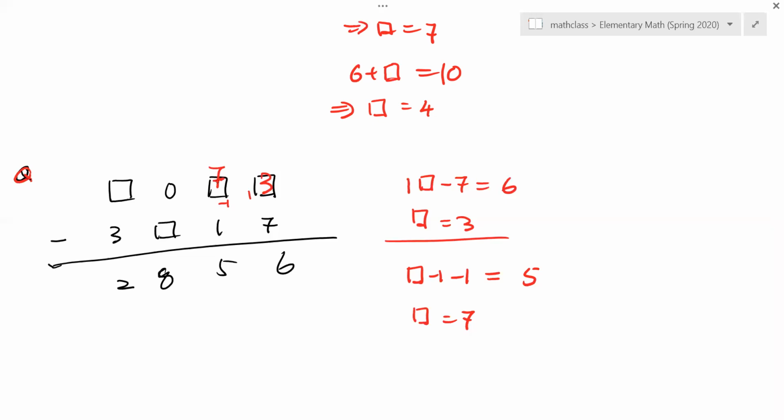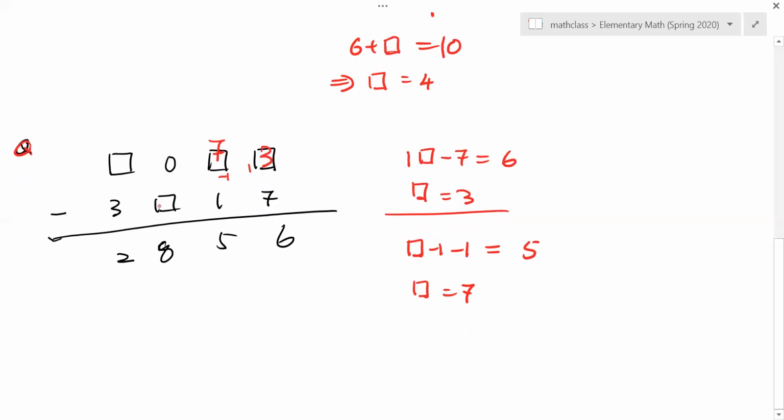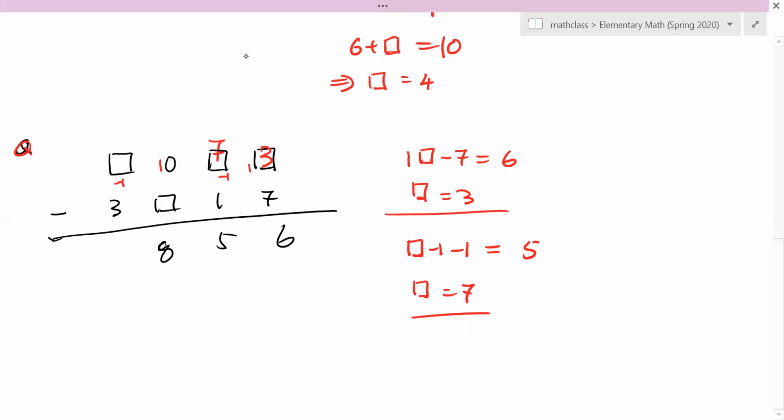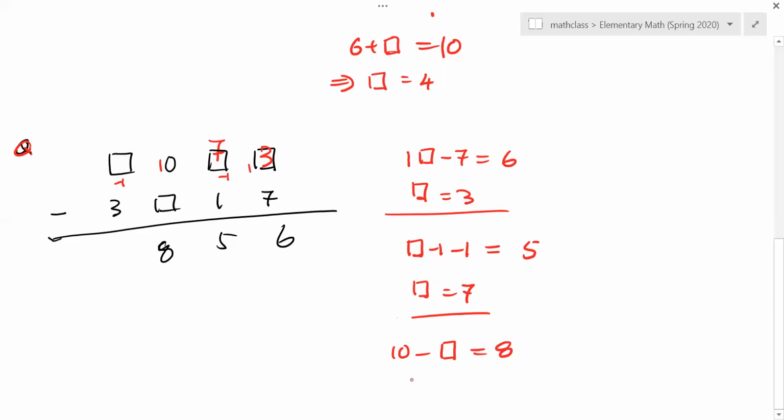The third one, 0 minus some digit equal to 8. 0 is a small number, right? You have to borrow 1, so it becomes 10. Then minus 1. So 10 minus this unknown digit should be equal to 8. That unknown digit should be equal to 2. Right? Then you get a 2, step by step.